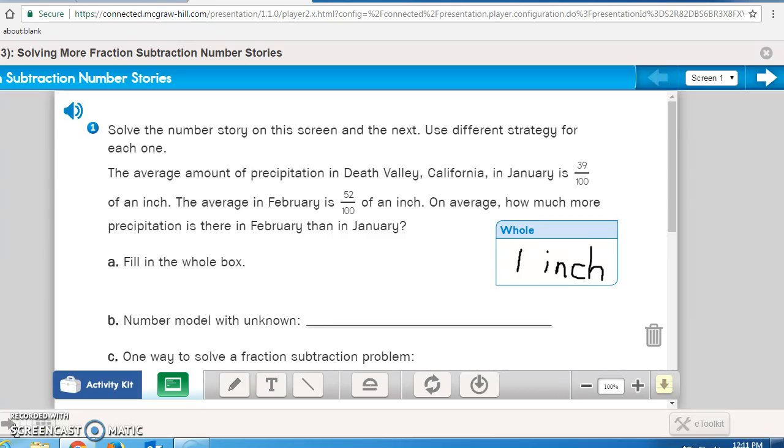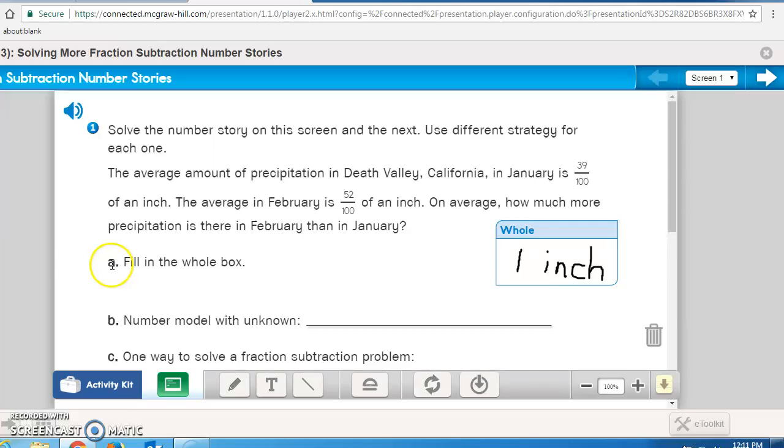Again, read this number story to yourself as I read it out loud. And it says, solve the number story on this screen and the next. Use different strategies for each one. The average amount of precipitation in Death Valley, California in January is 39/100ths of an inch. The average in February is 52/100ths of an inch. On average, how much more precipitation is there in February than in January?